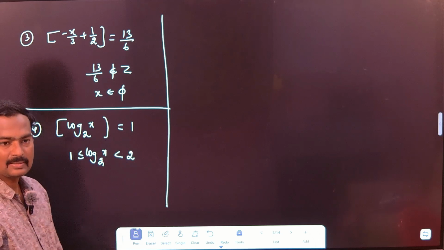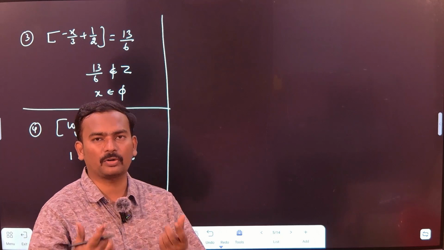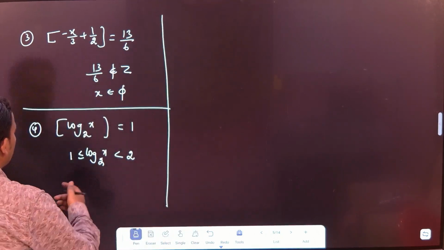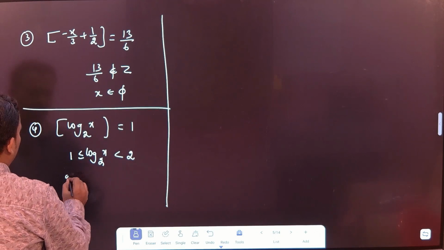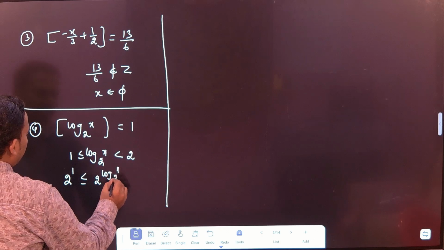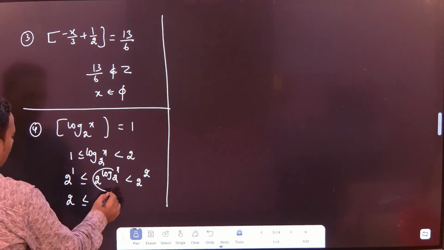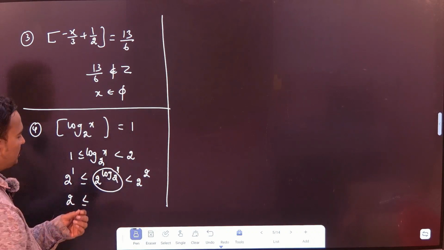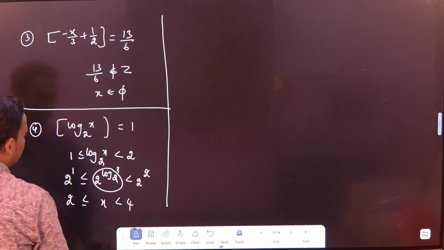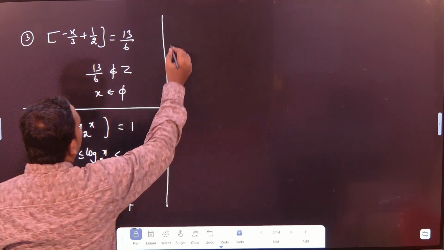So we need x. How to remove the log base 2? The inverse process, right? What is the inverse of log base 2? You have to raise the base 2. So 2 power 1 is less than or equal to 2 power log x base 2, which is less than 2 squared. Then you know that 2 power log base 2 of x is x. So x is less than 4, right? This is your answer. Okay. Let's do the fifth one.